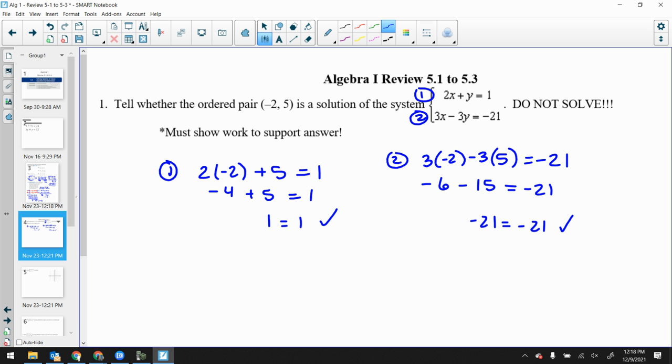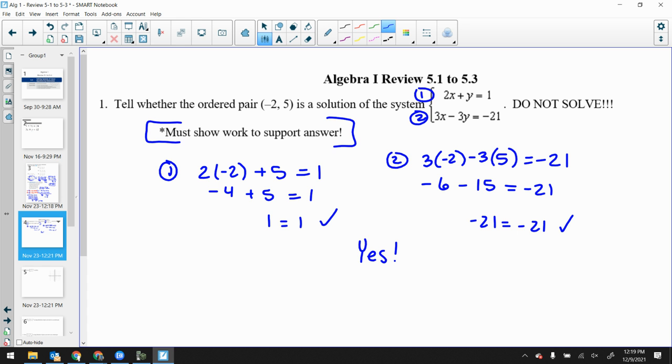I need to see that work. If I don't see that work, I will not give you credit, even if you guess at the right answer. Even if it is a yes and you just say yes on the answer blank, I will give you 0 points for that guessed correct answer. You need to show the work. That's why I put this on there. We'll say that exact same thing on the quiz tomorrow. So we say yes, it is a solution.